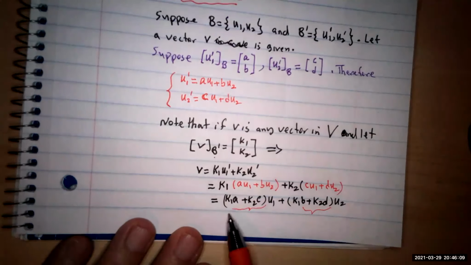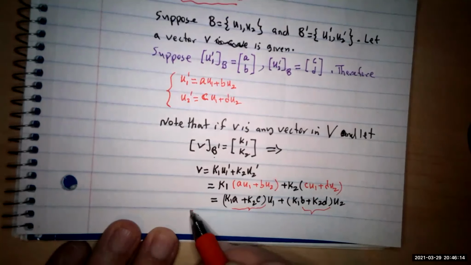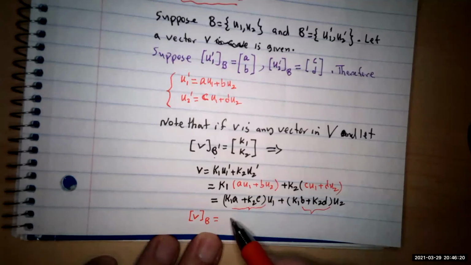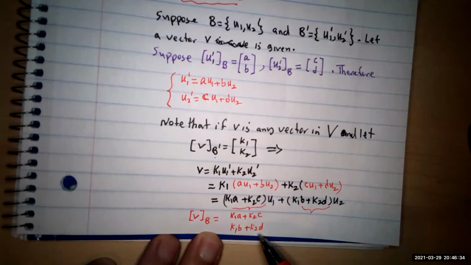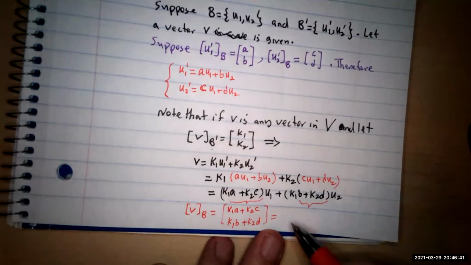So this quickly means the coordinate vector of v with respect to B is equal to what? These are scalars: k1 a plus k2 c is the first component. The second component is k1 b plus k2 d. As a vector, you can break it nicely into this format.